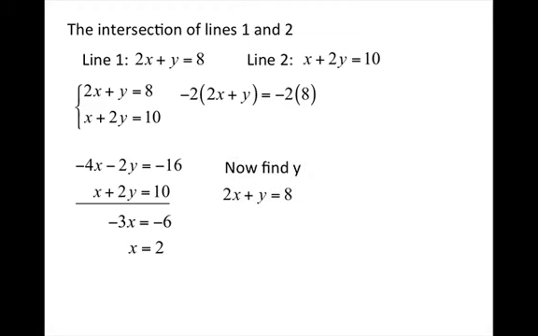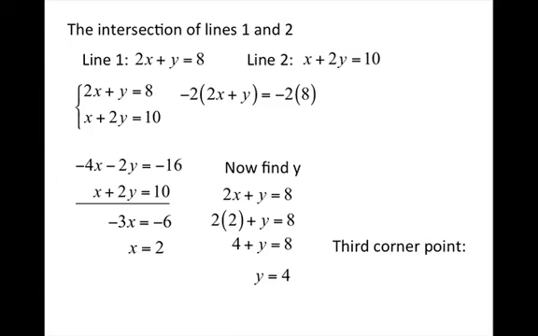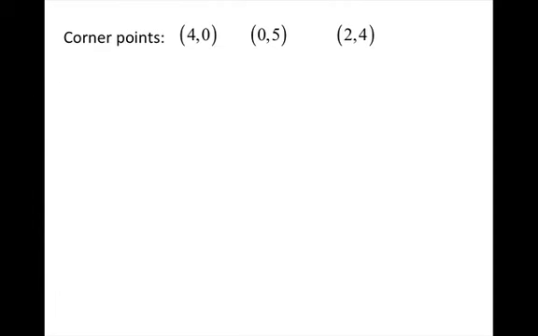So if I go back to the 2x plus y equals 8, x is 2, so I have 2 times 2 plus y equals 8. This gives me 4 plus y is 8. If I subtract the 4, I end up with y equals 4. So my third corner point was the point (2, 4). So list the point (2, 4) with your other 2 corner points of (4, 0) and (0, 5).